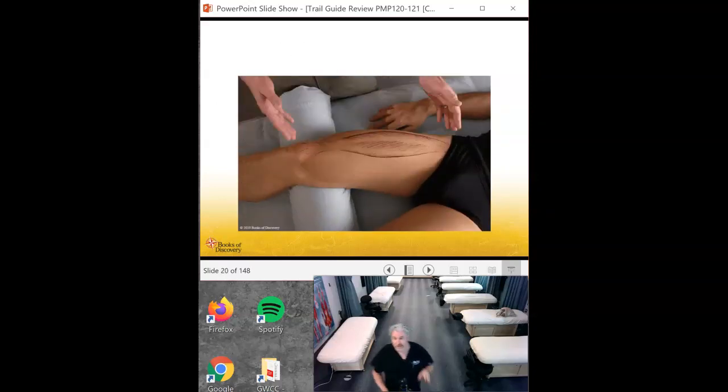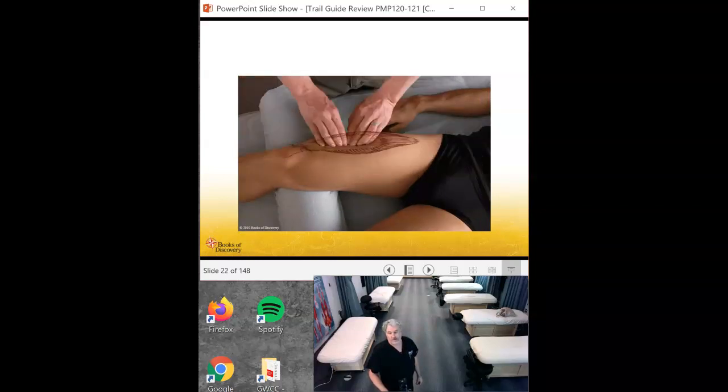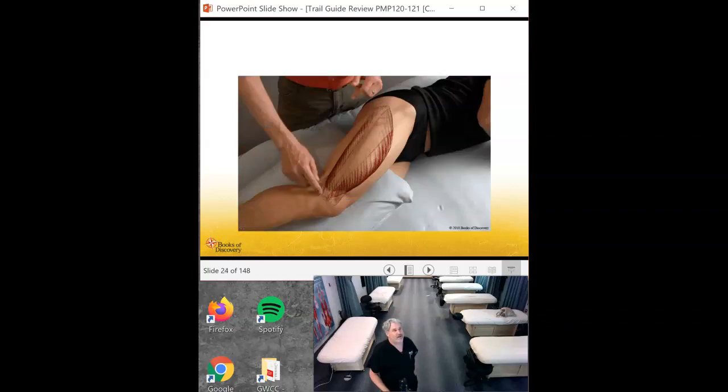So just really quickly, what muscle is this? That is your rectus femoris. Yes. Off of the AIIS. What muscle is this? That is your vastus medialis. It's not on the medial side. I'm sorry, lateralis. It's not on the lateral side. Intermedius. Yes. What muscle is this?